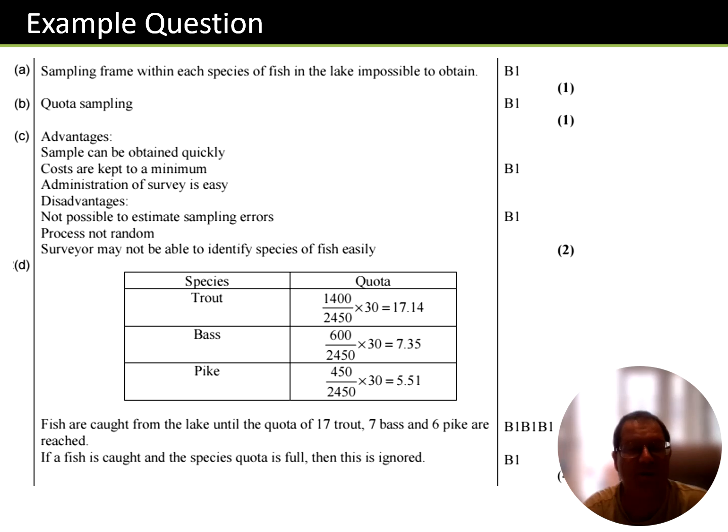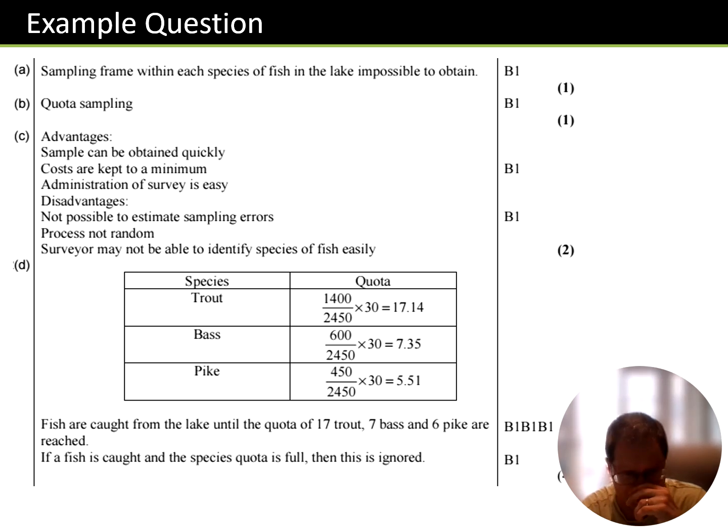The disadvantages: well, it's not possible to estimate sampling errors. Okay, well, fair enough. I wouldn't have written that myself. I suppose, yes, there will be errors in the sampling because it's not completely accurate. That's all they're really saying, because it's not random. The process is not random. That's the next thing they said.